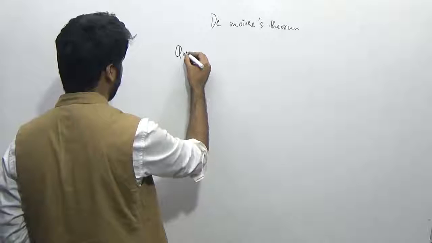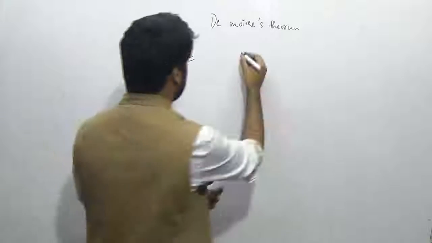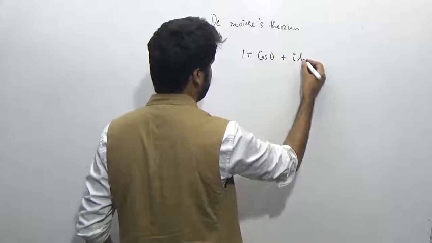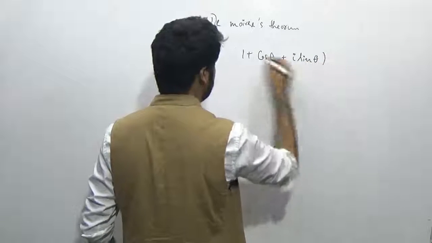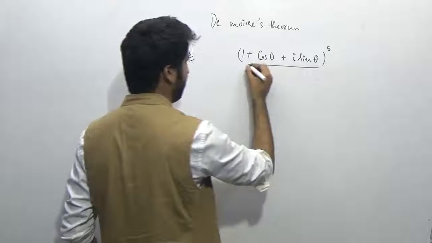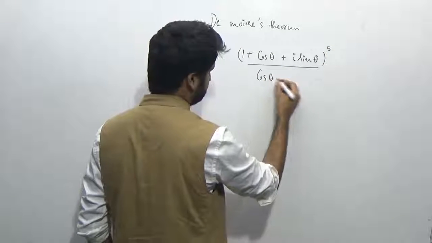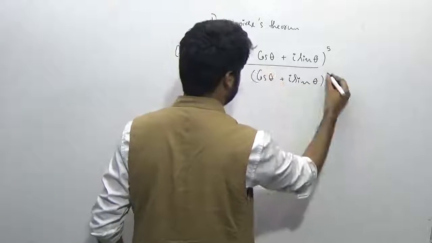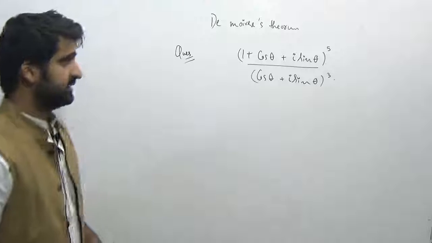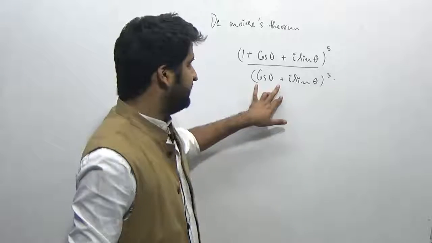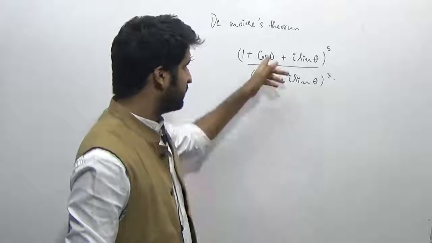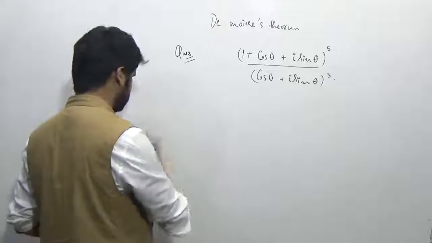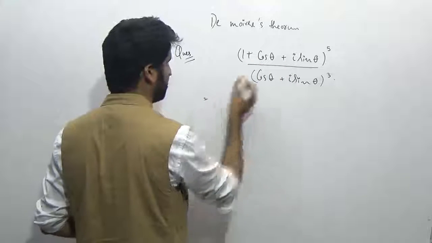Question is, find the argument of this complex number (1 plus cos theta plus iota sin theta) to the power 5 divided by (cos theta plus iota sin theta) to the power 3. So in this case, I have to find the argument of this complex number. We'll start by doing a simple trigonometric application.